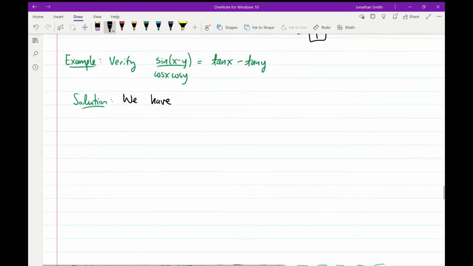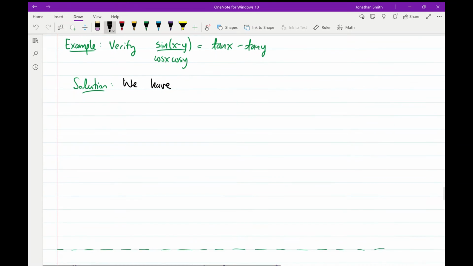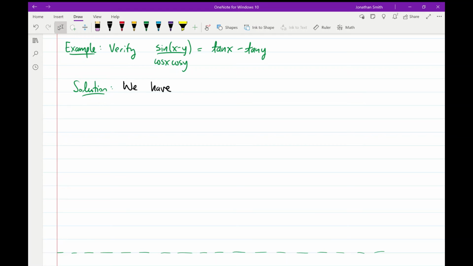All right, so next up, we want to verify this identity that says sine of x minus y over cosine x cosine y is equal to tangent x minus tangent y. And again, we're going to use this formula that we have for the difference of two angles inside of the sine function. So we have sine of x minus y over cosine x times cosine y. This is what we're starting with, and we're trying to make it look like the right-hand side of this equation.